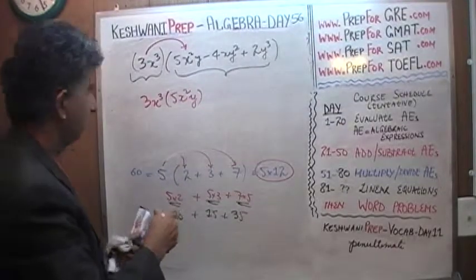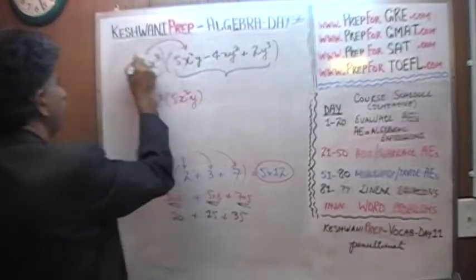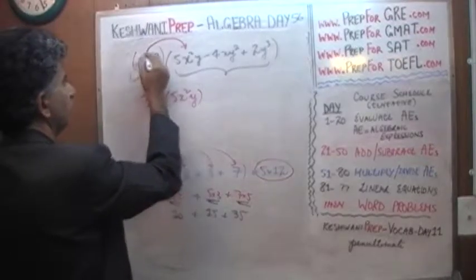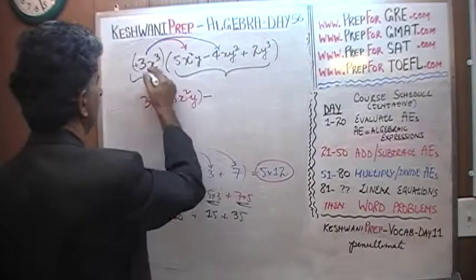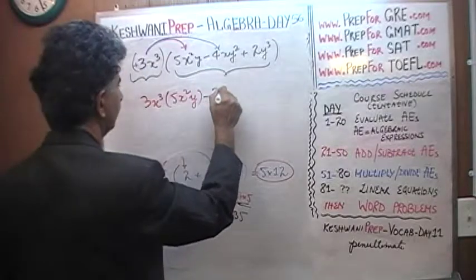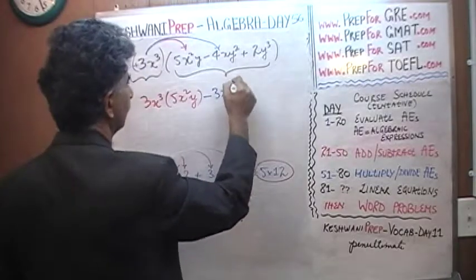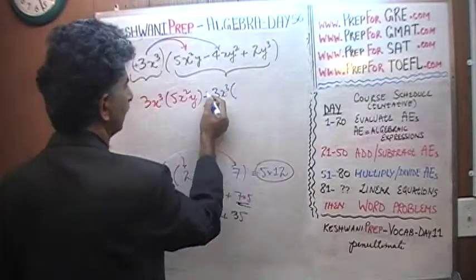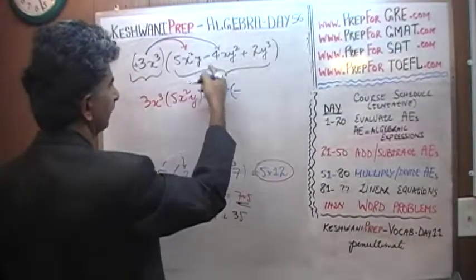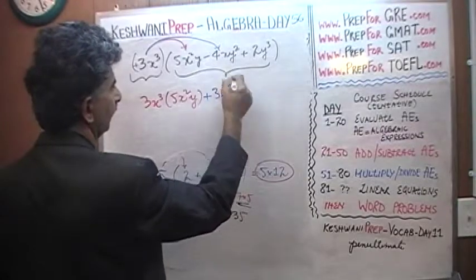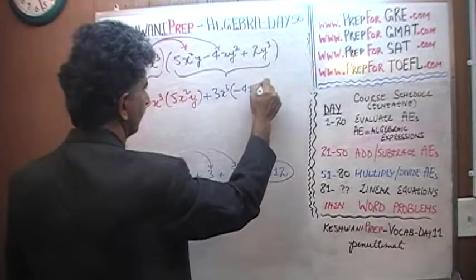Then we have a minus sign here. This has a plus sign. Positive times negative is going to be negative. So we have 3x cubed, which we could have left positive outside, times negative 4xy squared inside.